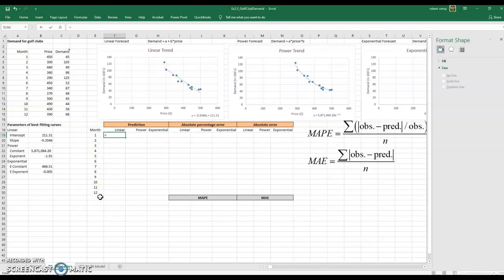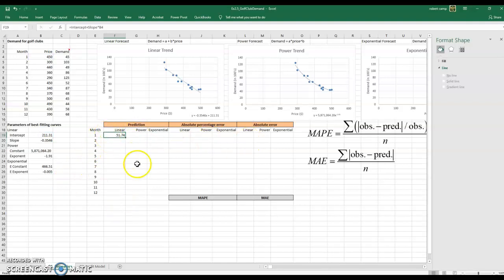Okay, so let's go. For month number 1, we need to calculate our linear demand. So what is our linear demand going to be? Well, our linear demand is going to be the intercept plus B, our slope, times the price. We're doing demand, so we need the price. The price for month 1 was $450. And I'm leaving that one fine because I am going to drag it down. So our demand is going to be $51.75.